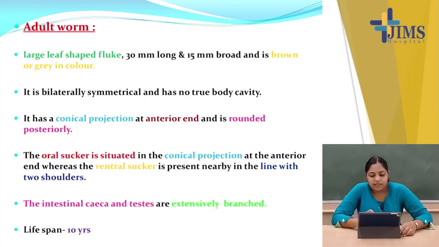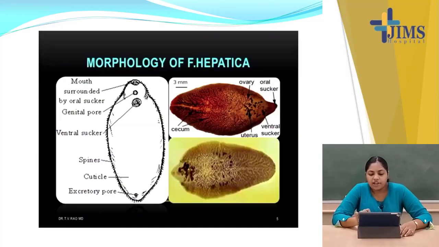Mainly it is bilaterally symmetrical, and the body cavity is present. The conical projection is present at the anterior end and it is rounded at the posterior end, and the oral sucker is situated in the conical projection at the anterior end, whereas the ventral sucker is present below the shoulders. The intestinal ceca and testes are extensively branched, and the lifespan of this adult worm is around 10 years. So this is how the adult worm looks.